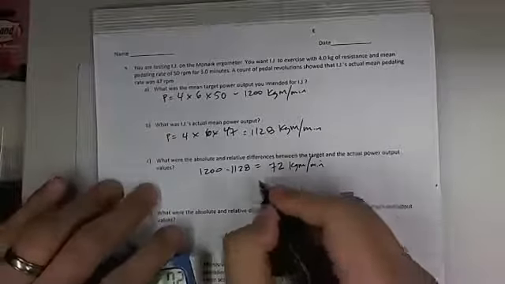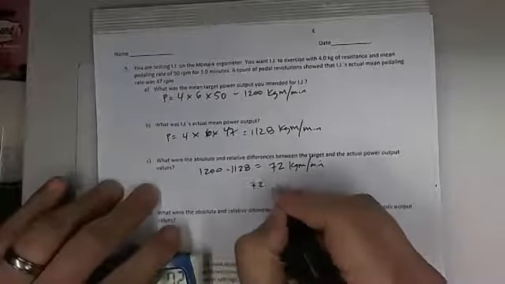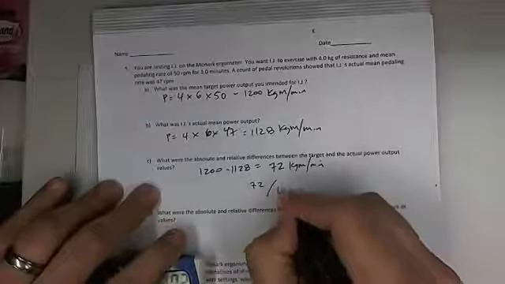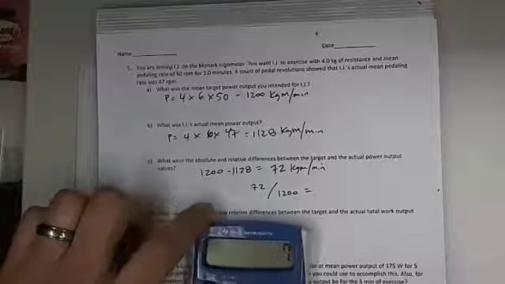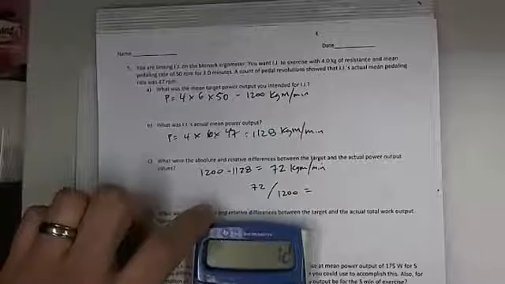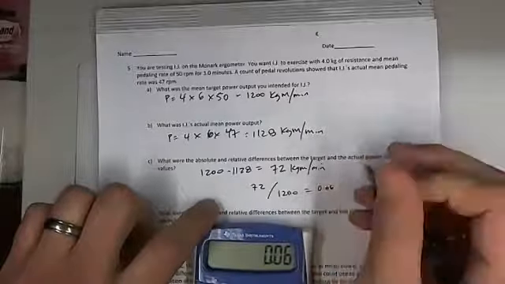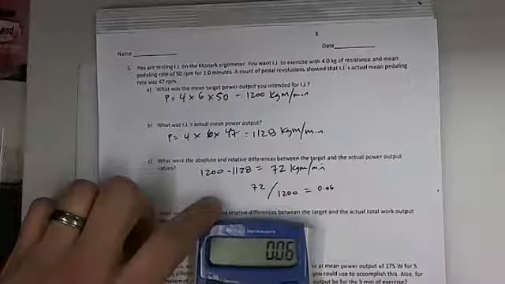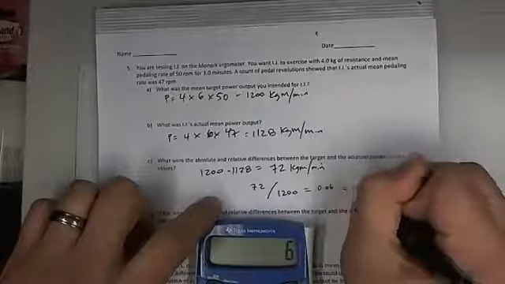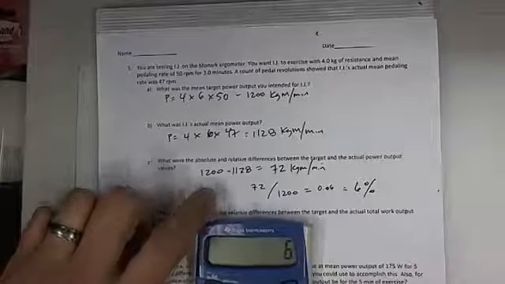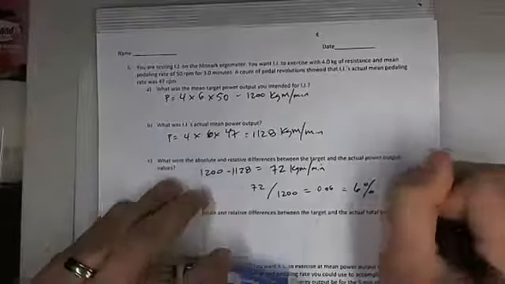To take that into relative terms, the easy way, our absolute divided by our original, or our intended in this case, equals 0.06. We'll multiply that by 100. So 6% less than intended.